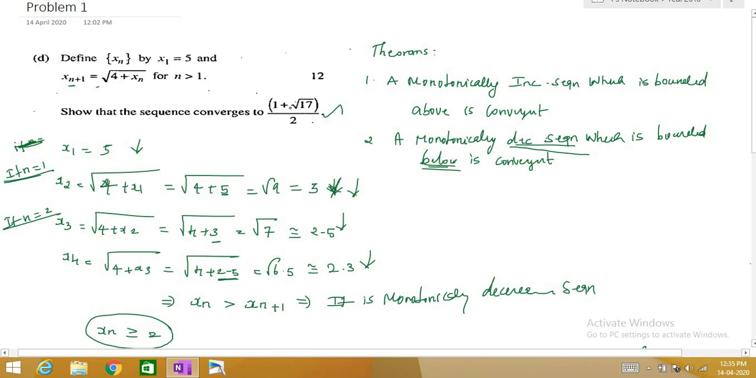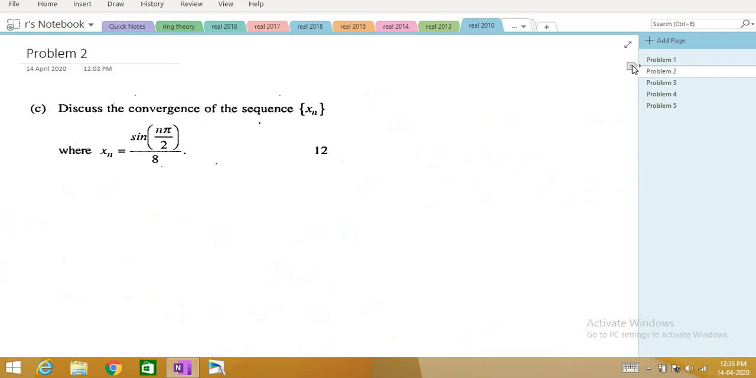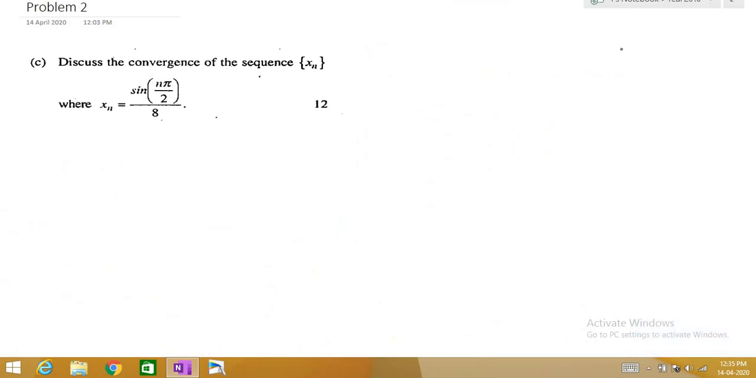So we have solved many problems based on convergence of sequence. Similarly, we will prove the second problem also. The second problem is: discuss the convergence of the sequence xn where xn is equal to sine(n pi by 2) by 8, right?